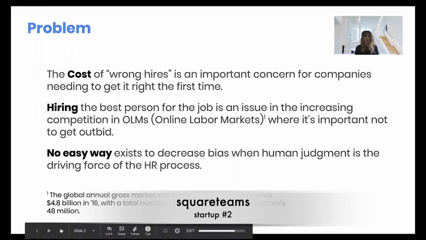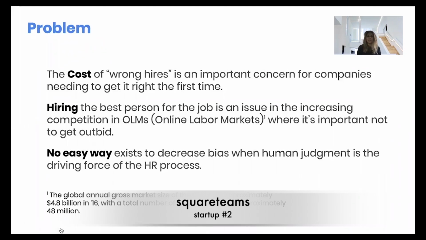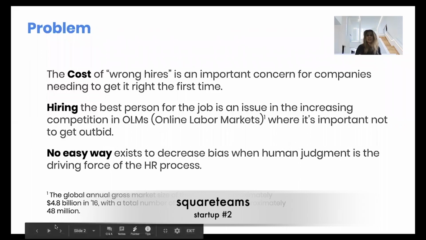The cost of wrong hires is an important concern for companies needing to get it right the first time. Hiring the best person for the job is an issue in the increasing competition in OLMs, online labor markets, where it's important not to get outbid. In fact, already 4 years ago, approximately 48 million workers were already on the OLMs. And no easy way exists to decrease bias when you're doing it exclusively with human judgment.